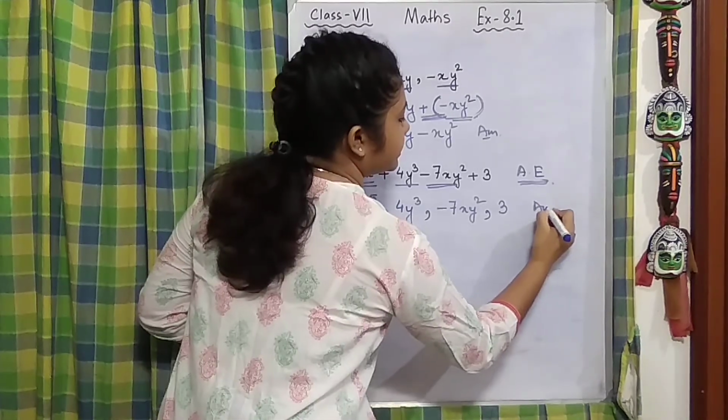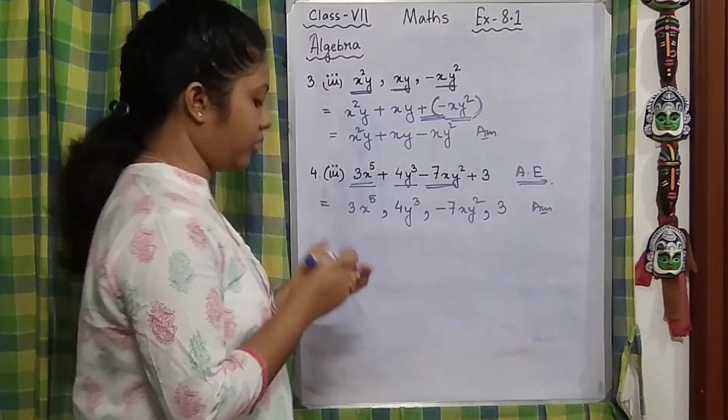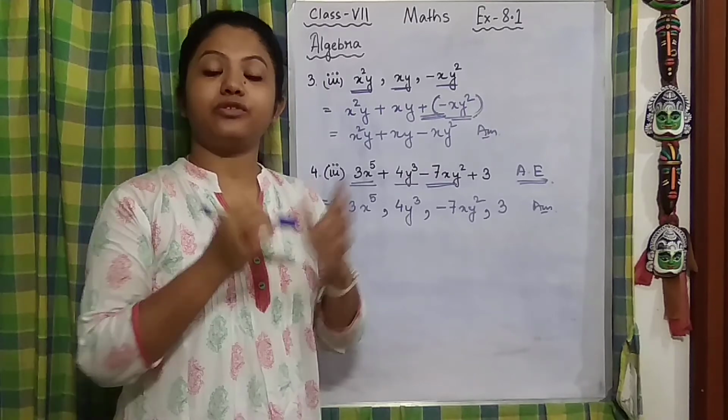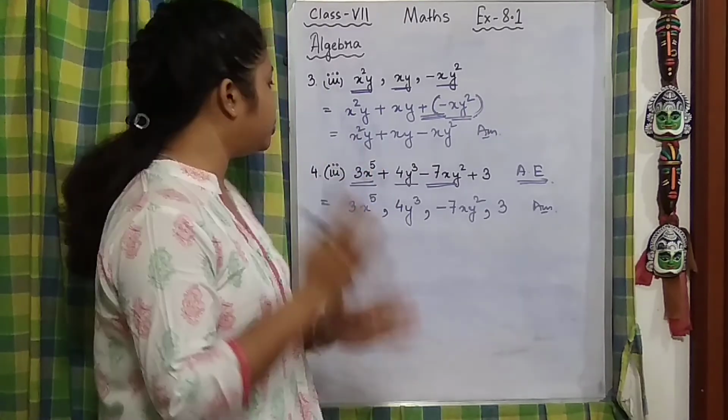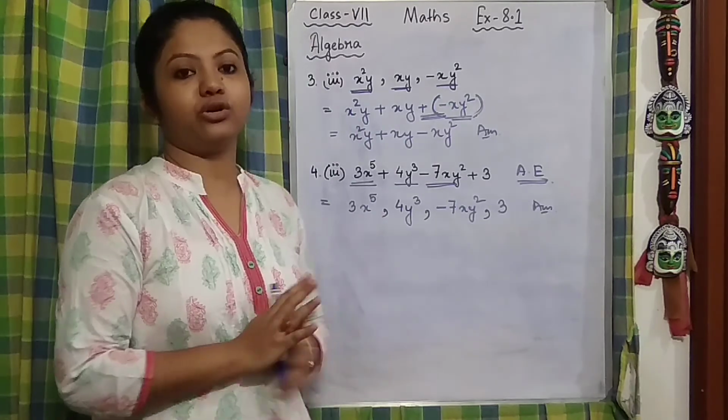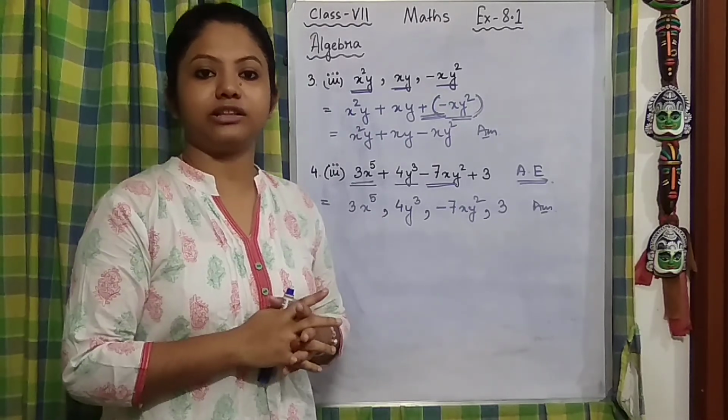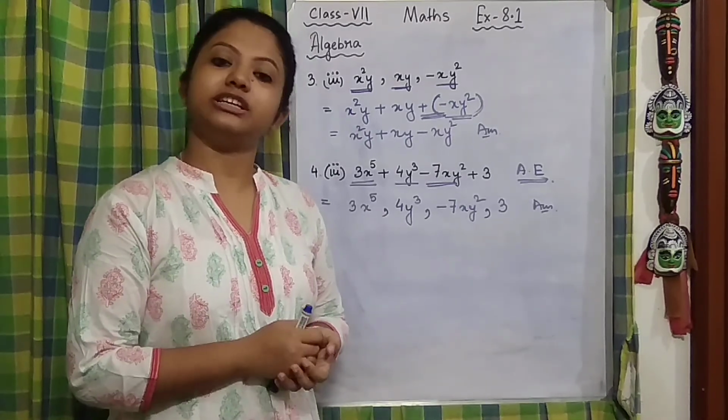So these are the terms, and this is how we find the terms, and from the terms we find the algebraic expression. So do till number 4, complete all the sums, and we'll see each other with some more sums in our next video.